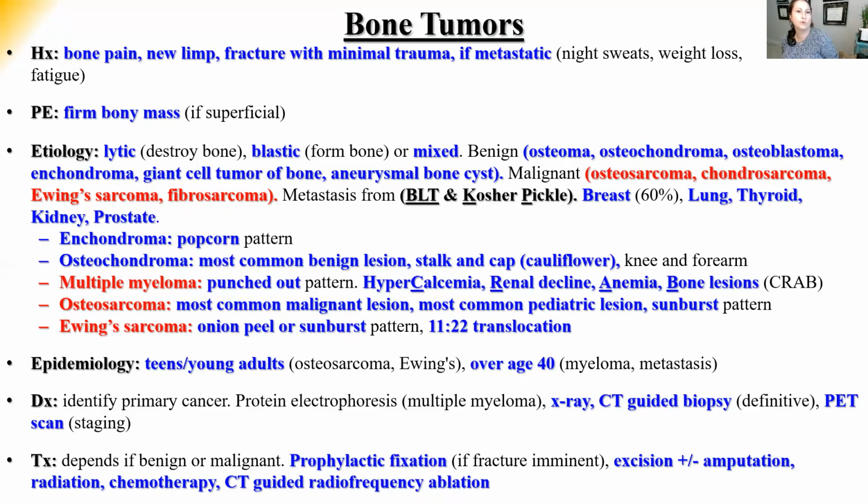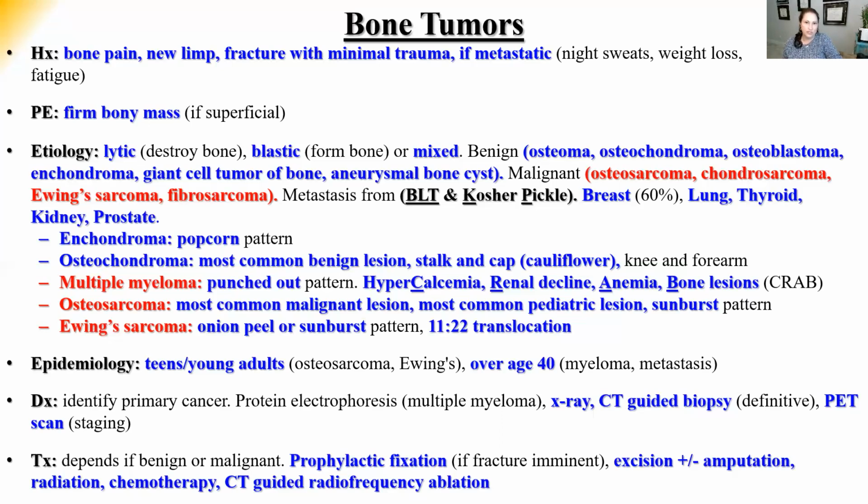So on diagnostics, we want to identify that primary cancer. Multiple myeloma will be a positive protein electrophoresis. We may order an X-ray, a CT guided biopsy, which is going to be definitive because we're getting cellular components of that. And then we order a PET scan for staging.